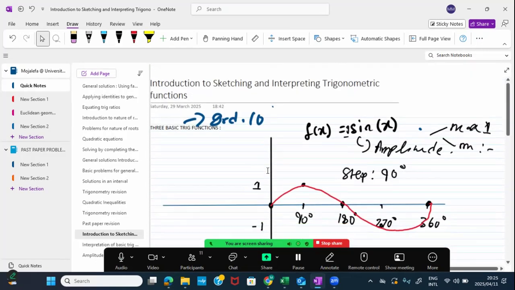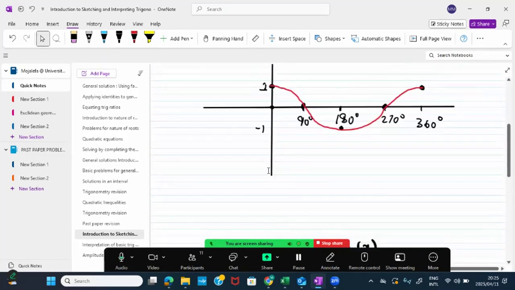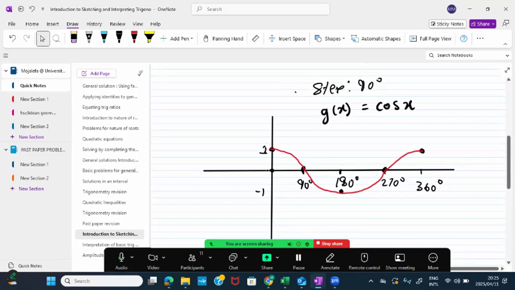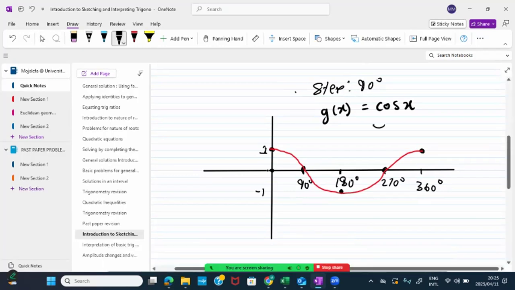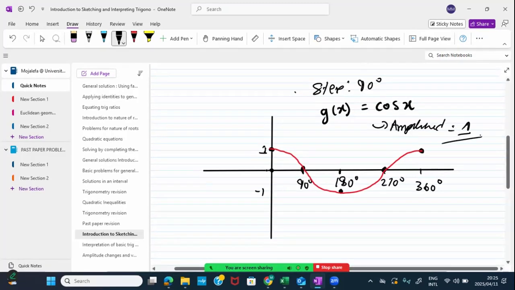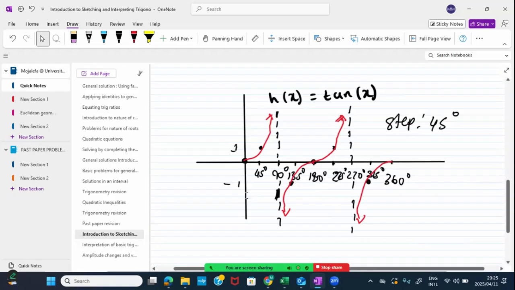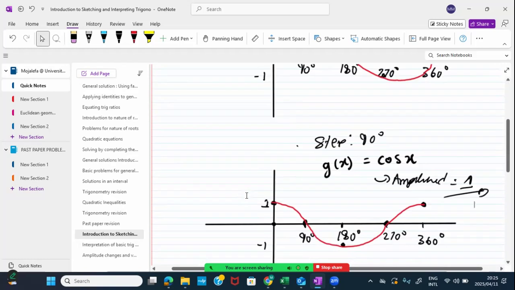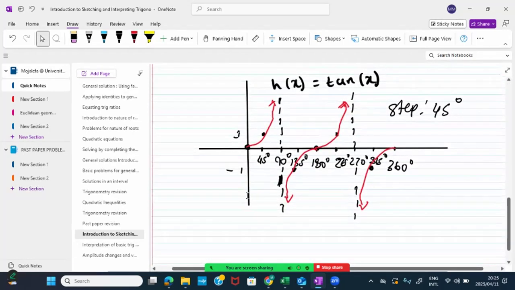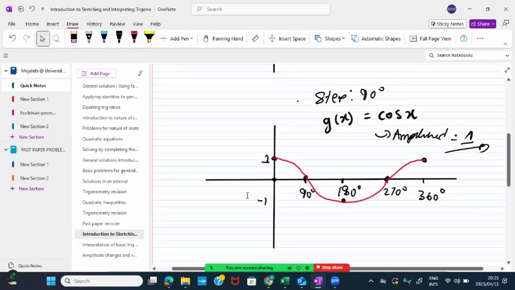So that is basically all. Even here you can see the amplitude of cos x is 1, right? Do you now remember how to sketch these basic graphs? Can I move on? Yes, sir.